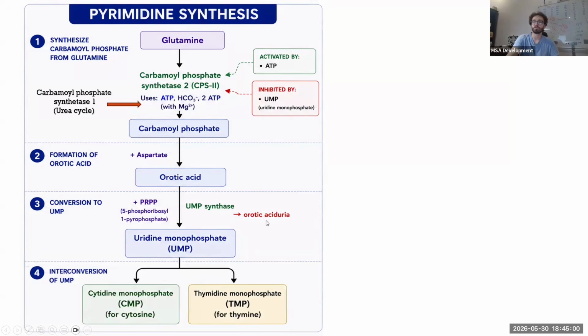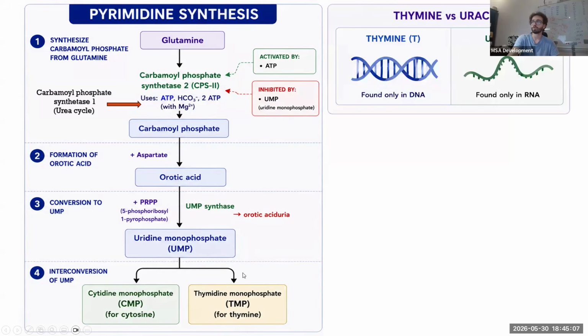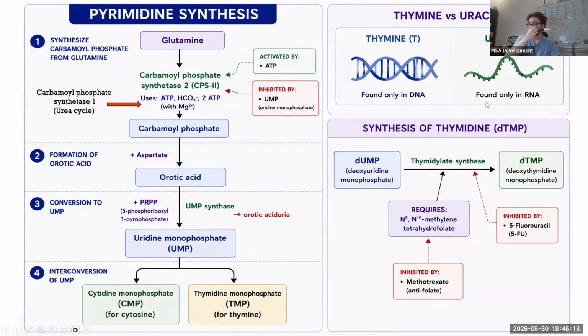In normal cases, the UMP will then be converted into CMP, cytosine, and TMP, thymine. But something I want you guys to know: thymine is obviously only in DNA, while uracil is only in RNA. If we have a deoxyuridine monophosphate, how do we change it into thymine? We can't use dUMP in DNA because it's uracil. It has to be thymine.